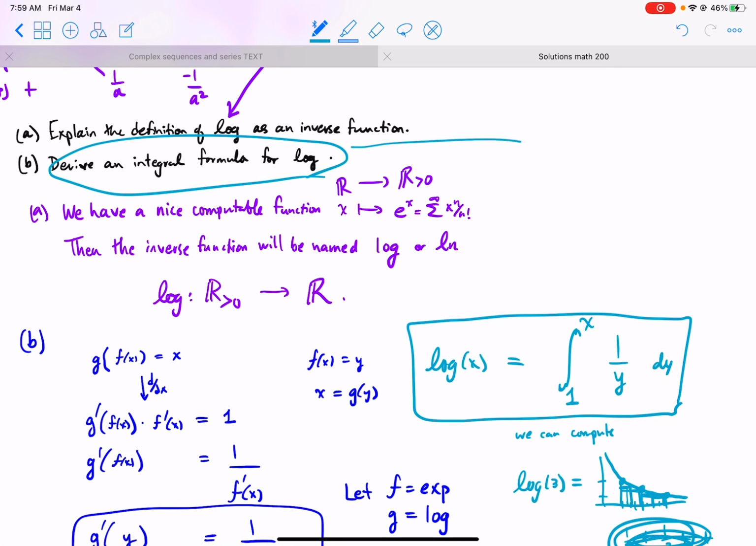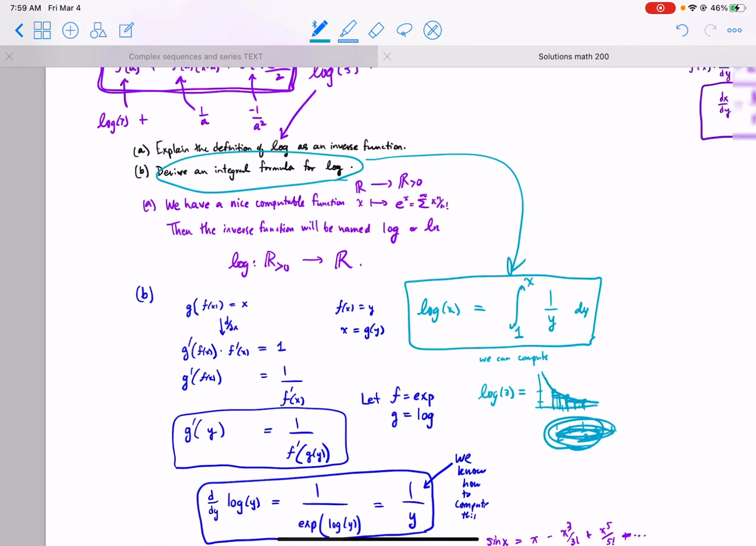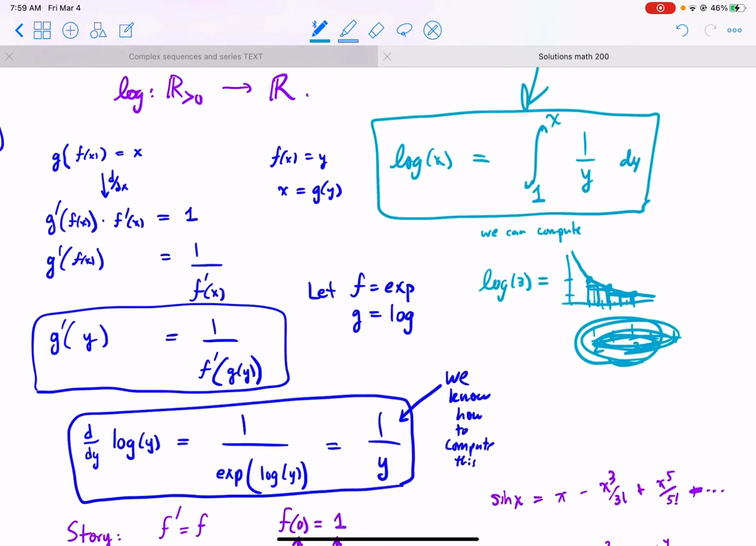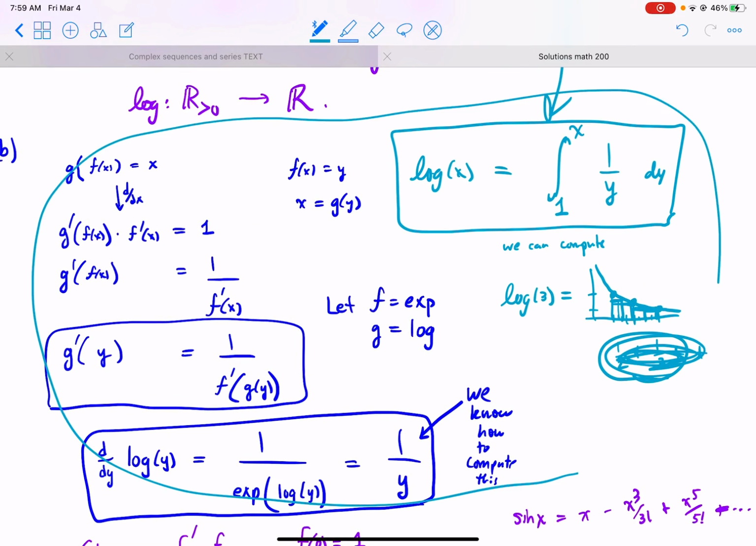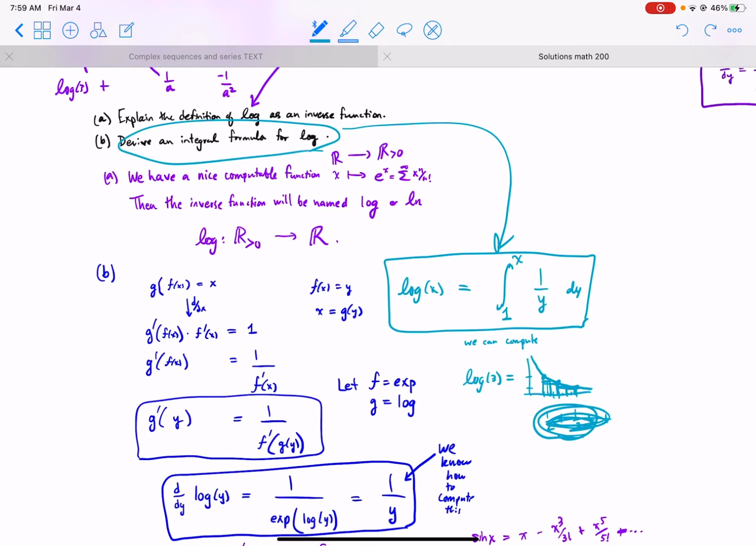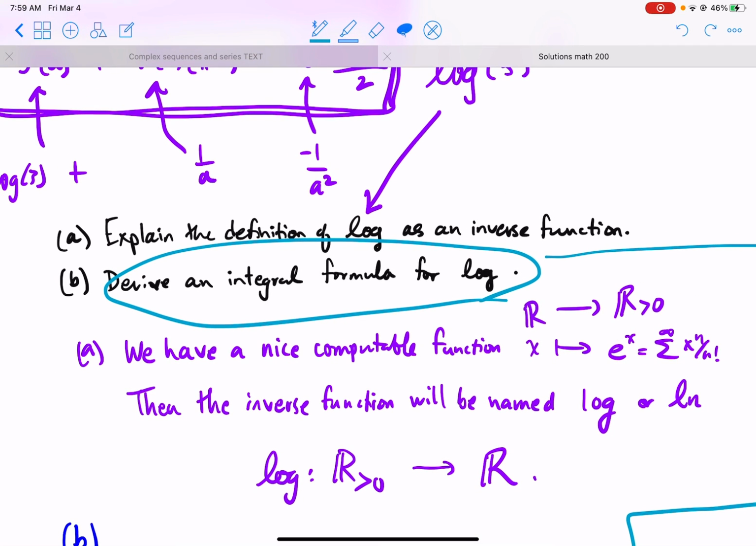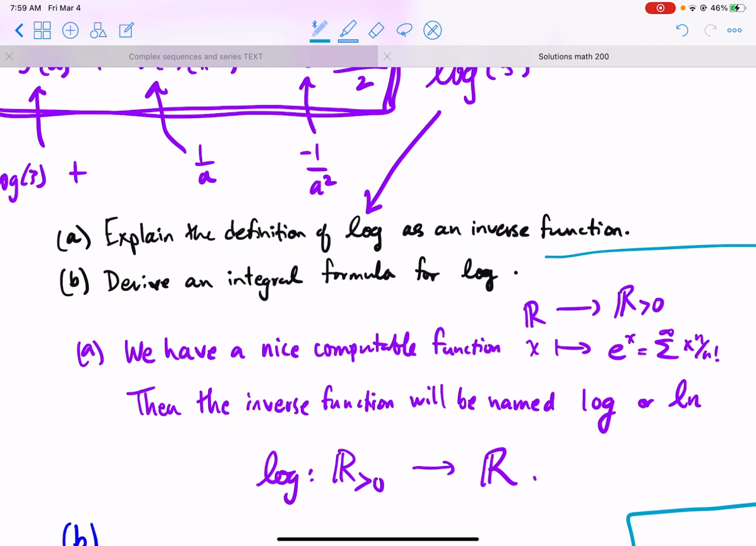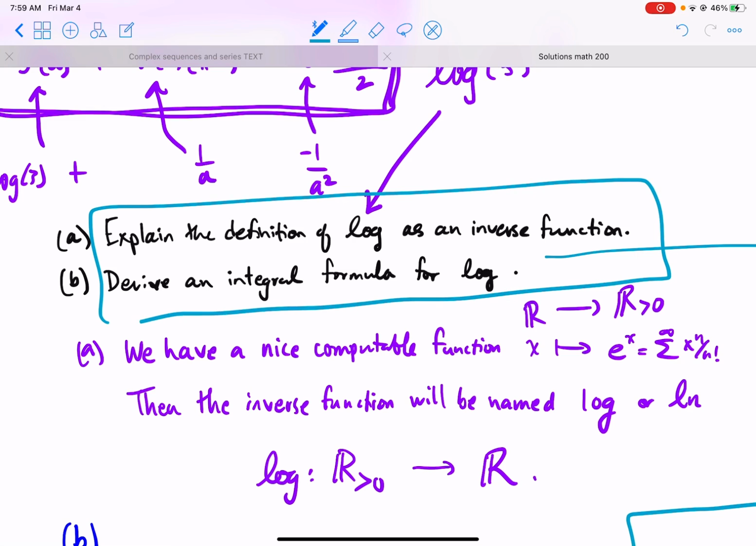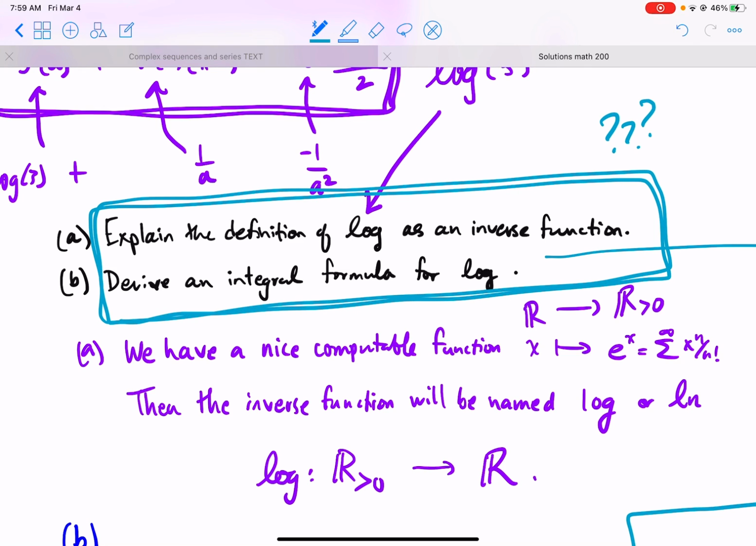Derive an integral formula for log. The derivation is all of this. Okay, can you do this? Blank sheet of paper, without looking. Try it out.